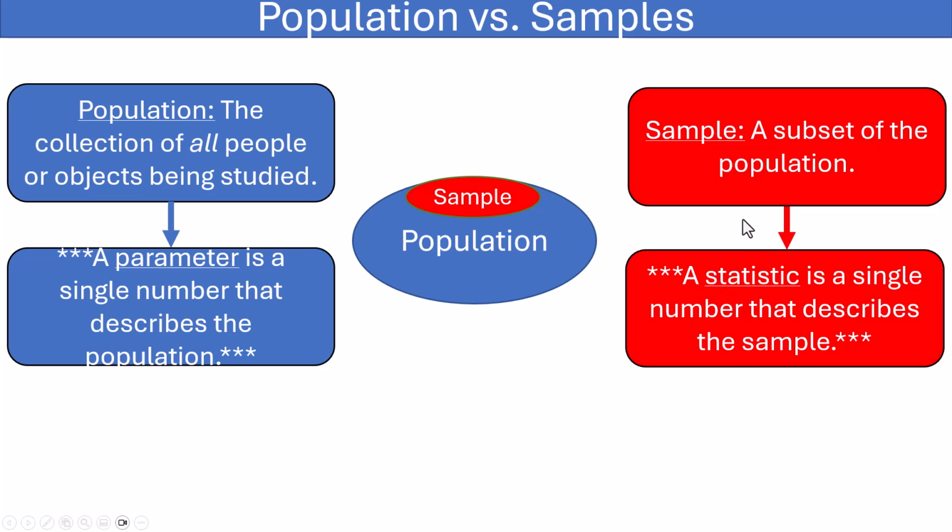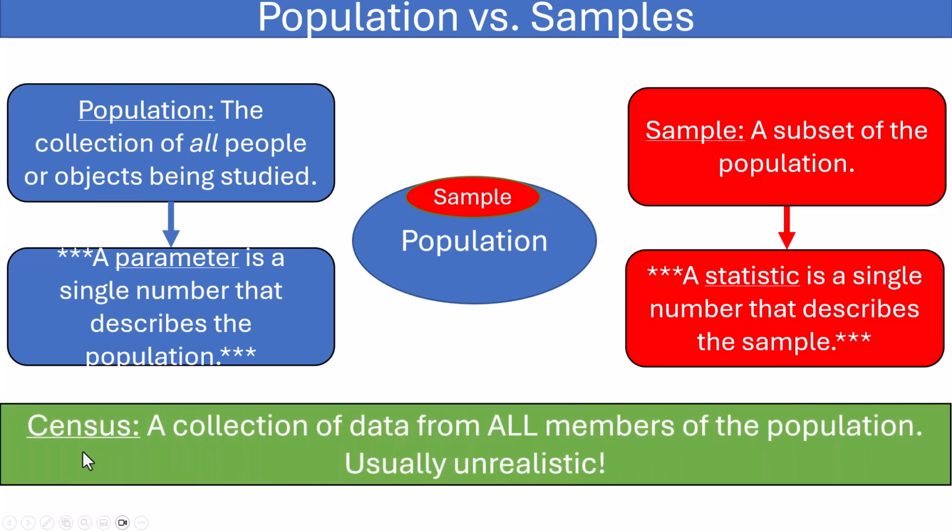Now in most cases, you're going to be dealing with samples, because in most cases, the population is going to be quite large. There are tens of thousands of Grand Valley students, or maybe if your population was all individuals in the United States, well then, you have hundreds of millions of people, right? So in most cases, you're not going to be able to gather data from everyone in the entire population. But if you were able to do that, then we would call that a census. So a census is a collection of data from all members of the population. But in most cases, this is going to be unrealistic, so we are typically going to be dealing with samples.